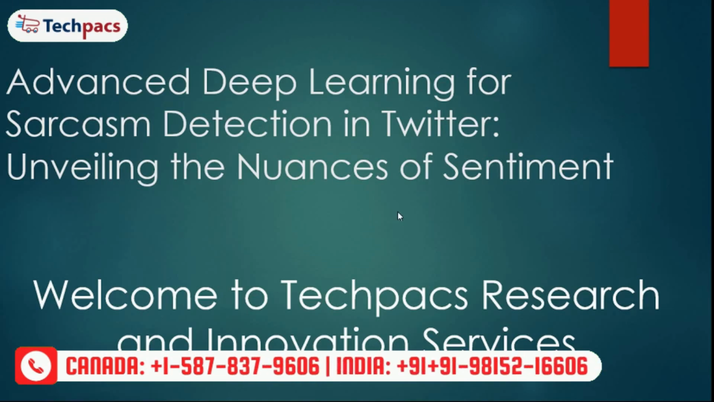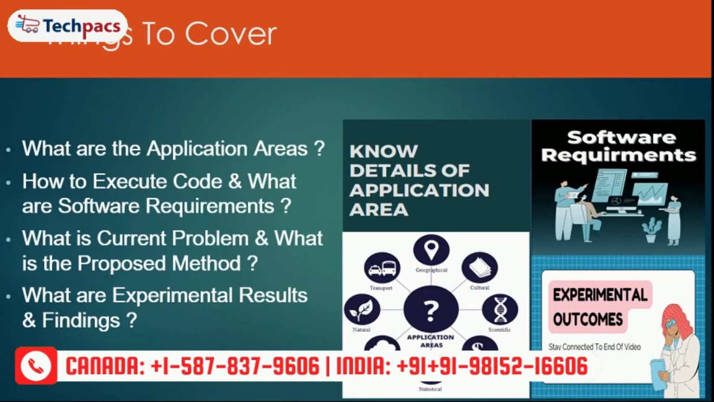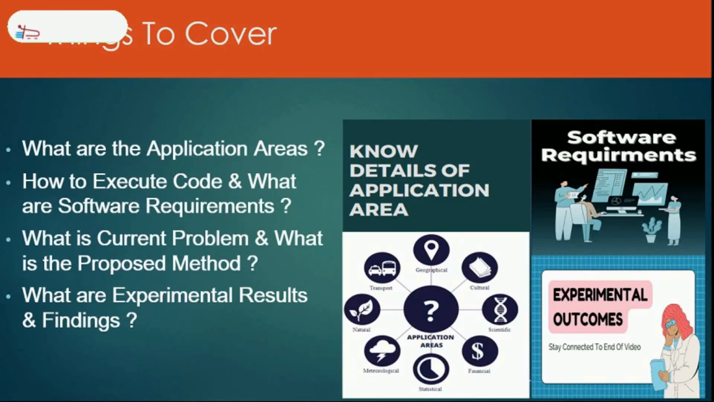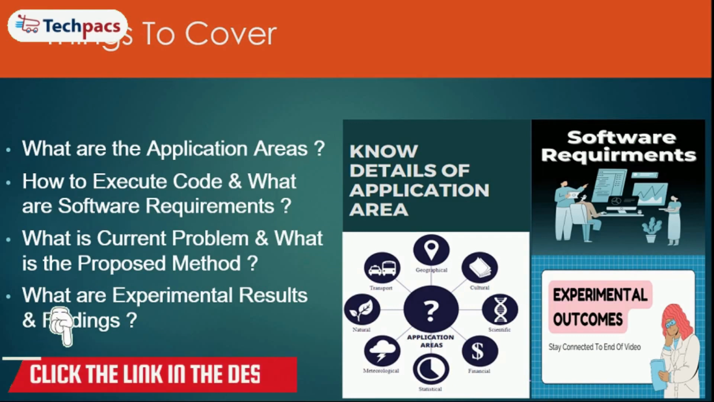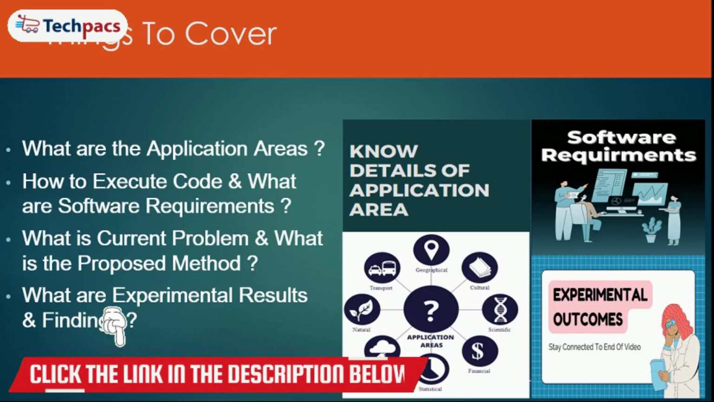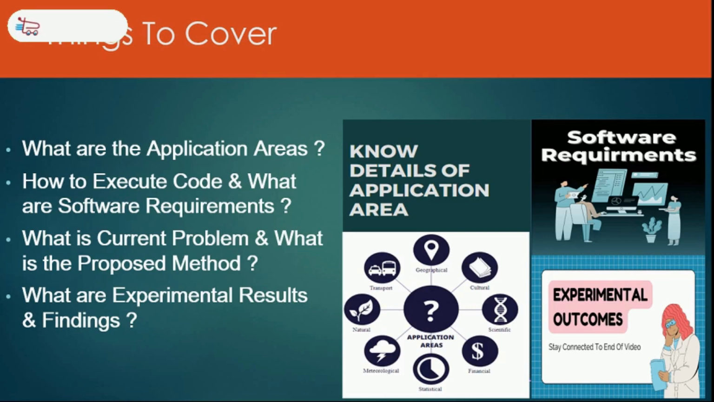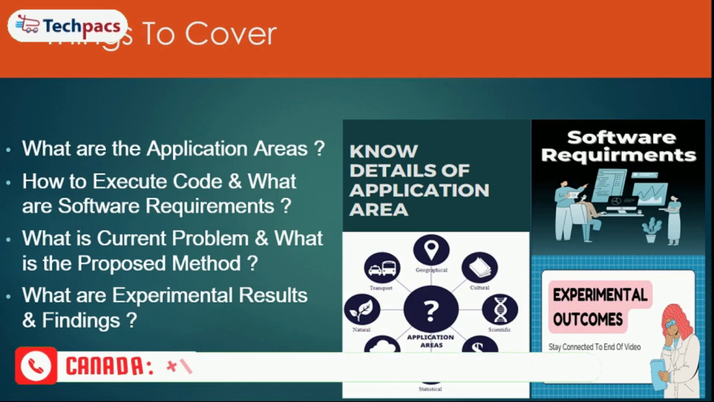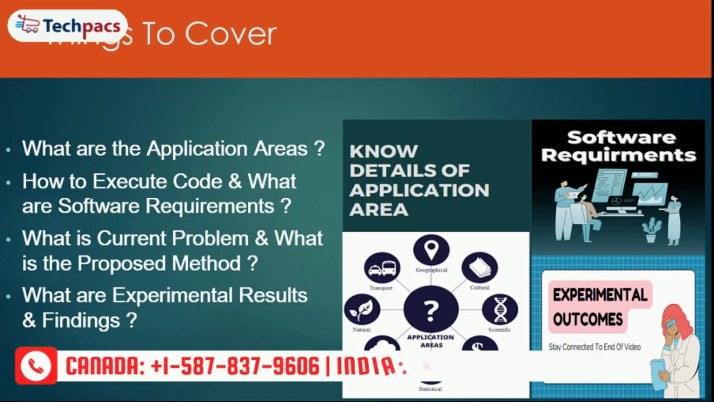Before the video starts, let's talk about what we will cover. We will initially talk about the application that we have designed, in which application area it can be implemented. Then we will talk about the code, which files you have to execute, how to execute, which software you need to execute the code. Then we will talk about what the current systems are, what we have done in the proposed method, and what the outcomes are. Finally, the experimental outcomes and the results will be shown graphically and will be briefed.